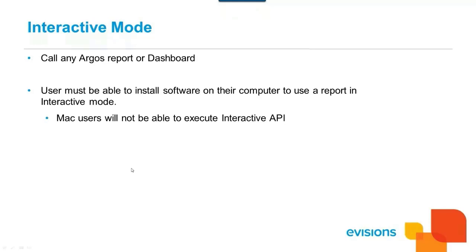The interactive mode allows you to call any Argos report or dashboard from portals, web pages, and third-party applications. However, it does so by running a restricted version of the Argos client on the user's computer. This means the users must be able to install software on their computer to use a report in interactive mode. Users who use Mac PCs will not be able to execute an interactive API.